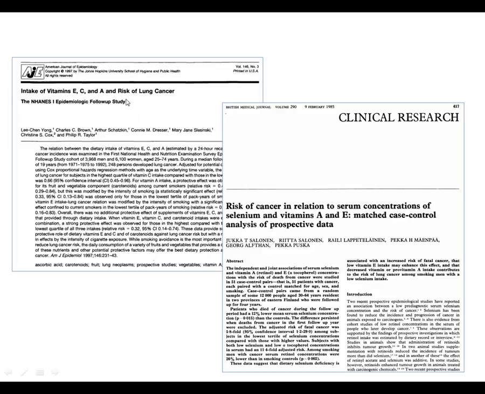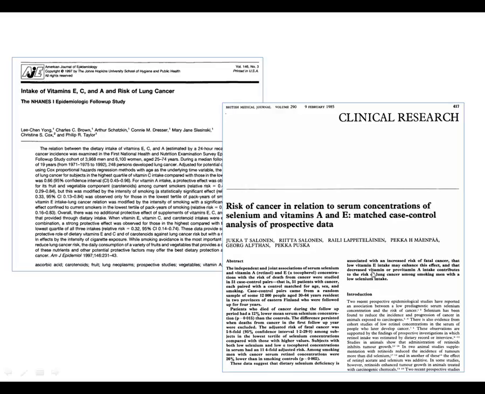Intake of vitamin E, C, and A, and risk of lung cancer. First of all, the word risk: when you're doing a correlational study, you don't say that it causes an increase, because that uses the word cause. You say it increases their risk. So that right there gives you a hint that we're talking about a correlational study. But it doesn't even have to be here, okay? So here, epidemiology, it says right there. It will actually tell you what type of study it is.